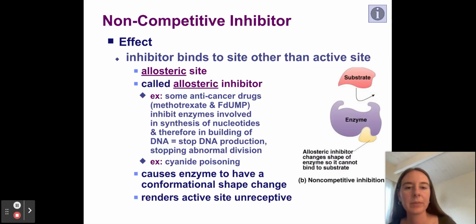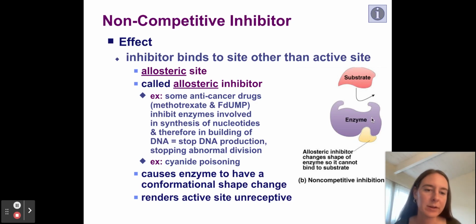Non-competitive inhibitor. This is where the inhibitor binds to an allosteric site, or a space that's not the active site. It's called an allosteric inhibitor, somewhere else. So again, here's our active site, here's our allosteric site. Let's say this allosteric inhibitor binds to the allosteric site. What it does is it causes a conformation change of the enzyme. So now the active site is not open. The enzyme has changed its shape, and now the substrate can't bind anymore.